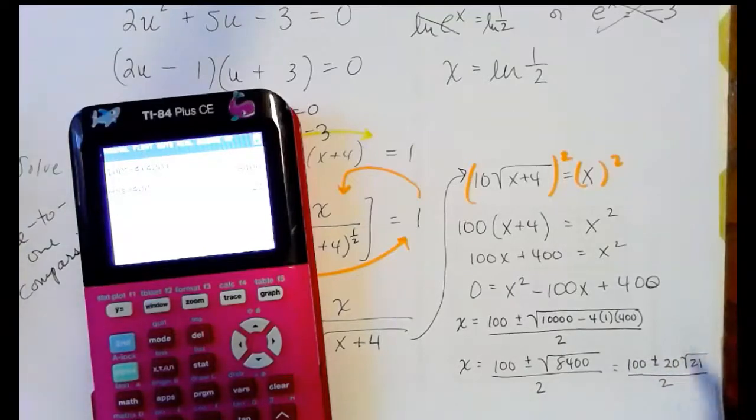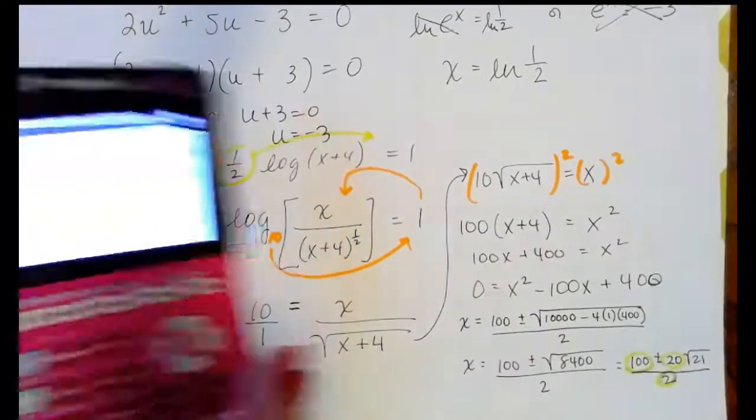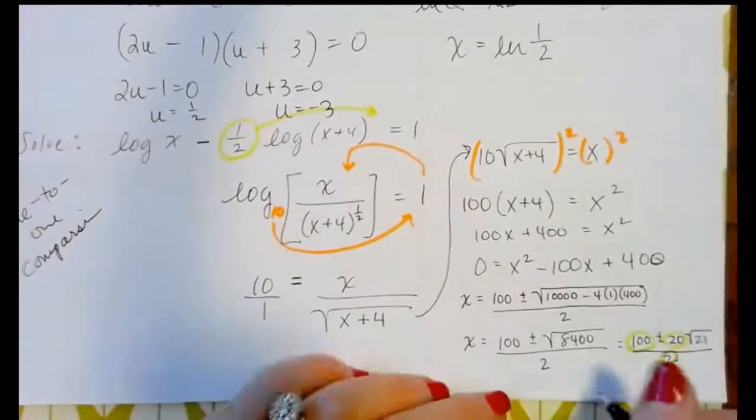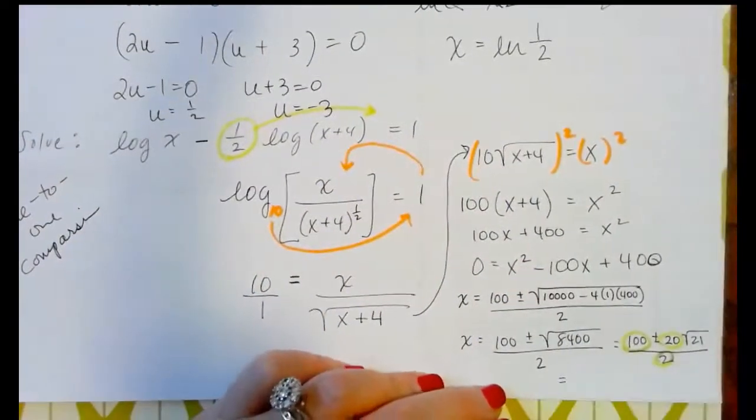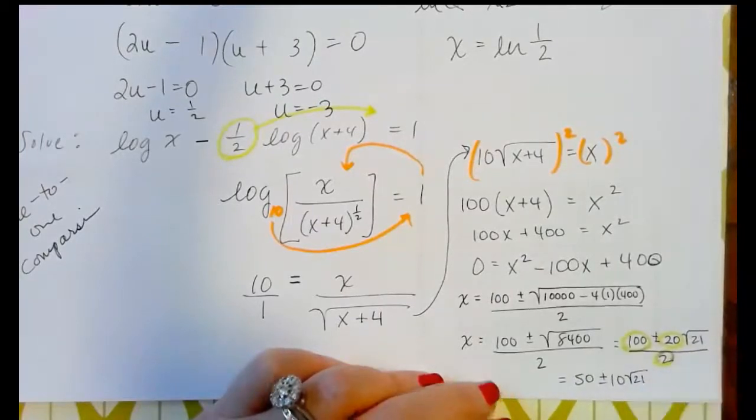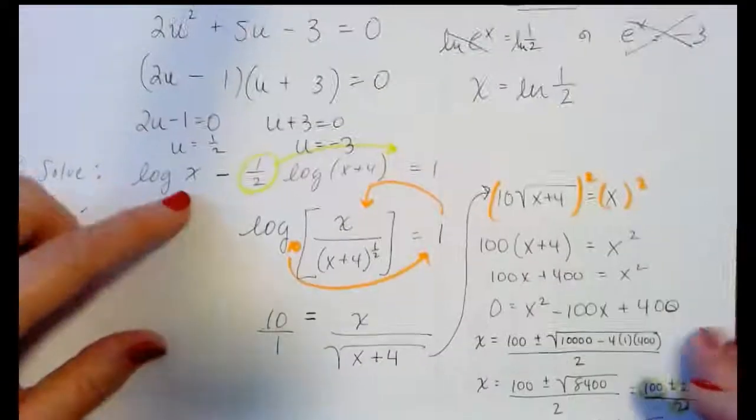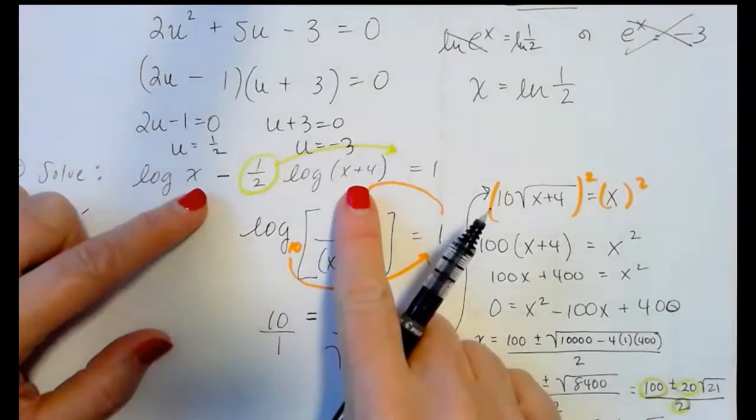So now we can cancel the 2 with the 100 and the 20 and get a final answer here, which I will squeeze on the paper right down here: 50 plus or minus 10 root 21. So we got to go back and look at the original problem. The original problem had log of x and log of x plus 4.